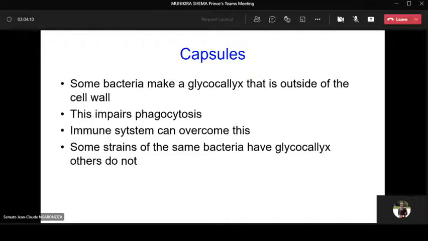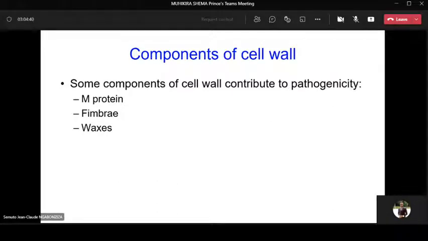Capsule, we have seen this. So it impairs phagocytosis. Sometimes the immune system can overcome this. Some strain of the same bacteria have glycocalyx, others do not. So that is where we said capsule is not essential. It can be with some strains, but not others. Some component of the cell wall, like M protein, can really contribute to pathogenicity. Fimbriae, waxes, all these can really help the pathogen.